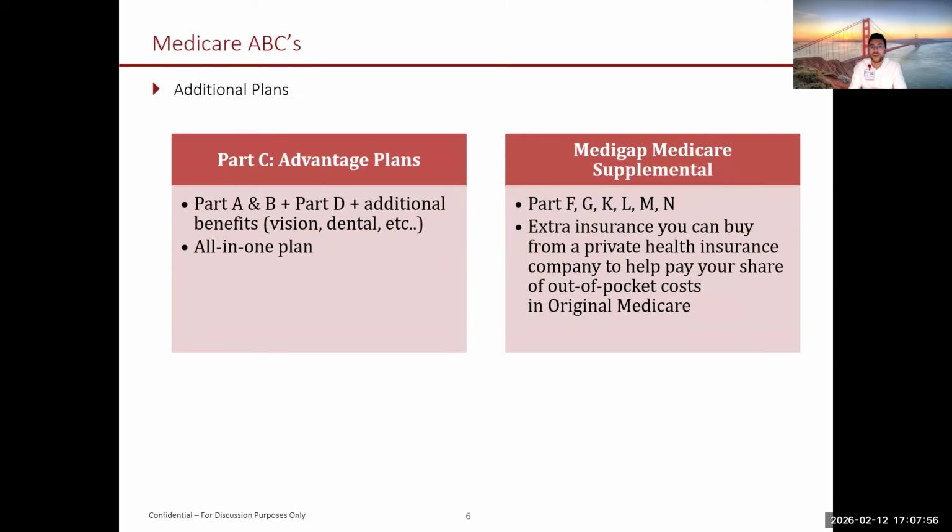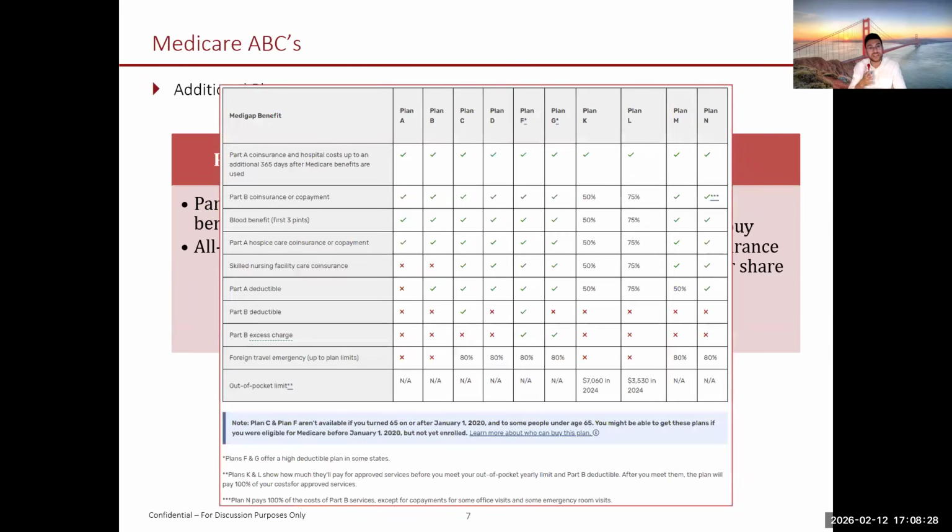There are also things called Medigap Medicare supplements, and there are many of them. This is essentially extra insurance you can buy from a private health insurance company to help pay your share of out-of-pocket costs in original Medicare, as well as a few other things. I will caveat, there's a ton of different types of supplemental plans. I'm not going to focus on them because it really depends on which one you get as to what you're going to receive. A majority of them do not cover medication cost. To illustrate the point further, you can see the different types of Medigap plans, starting with Plan F.